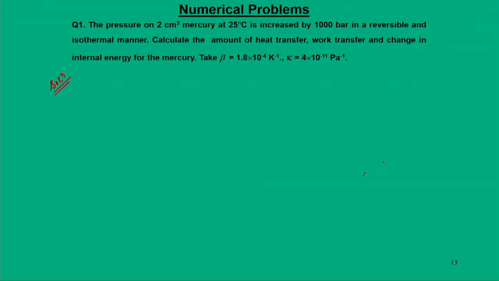So, we have the problem that is given. We have 2 cm³ of mercury which is available to us at 25 degree centigrade. You have this mercury in a container and its volume is 2 cm³ and its temperature is 25 degree centigrade, and this is available to us. We need to find out what happens when the pressure is increased to 1000 bar. So, the final pressure becomes 1000 bar.